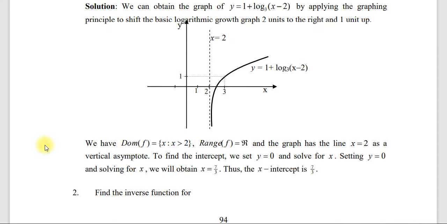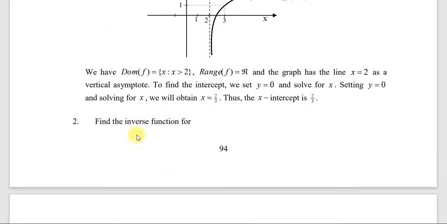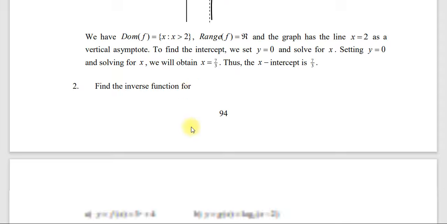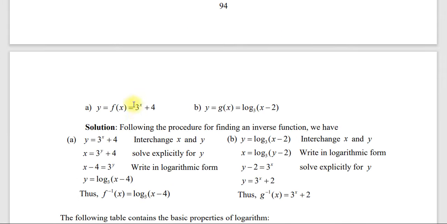Anyhow, since what we want here is the intercept, 7/3 has come out. Second, find the inverse function for a) y which is equal to f of x which is equal to 3 the power of x plus 4, and b) y which is equal to g of x which is equal to log x minus 2 in base 3.